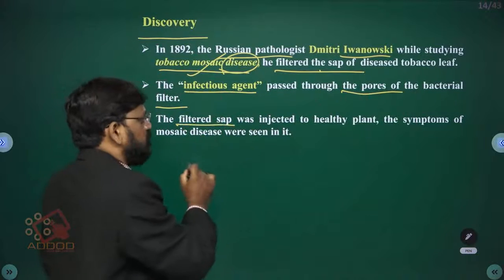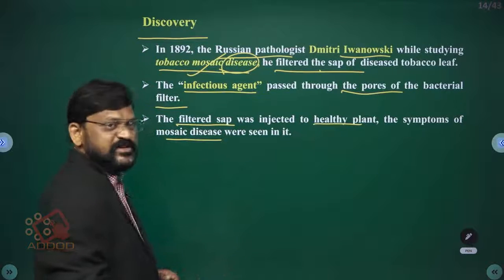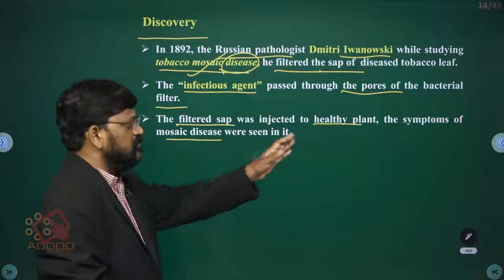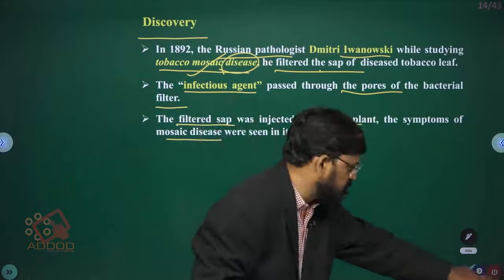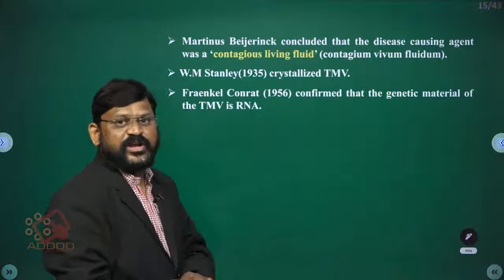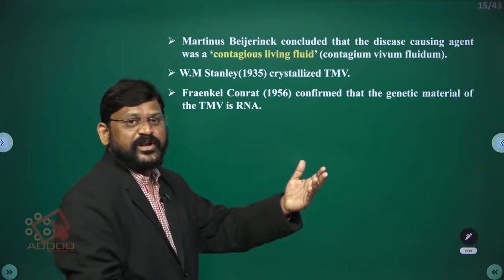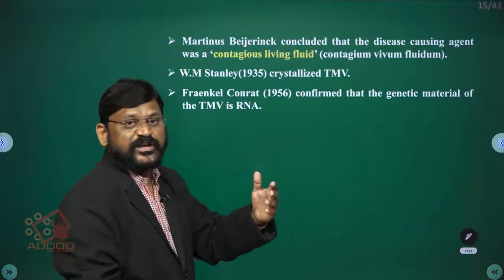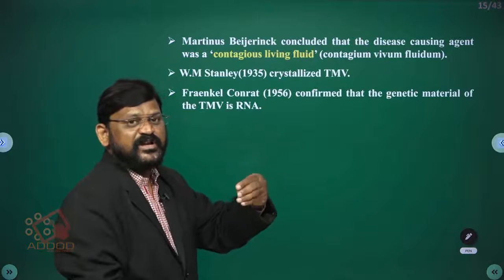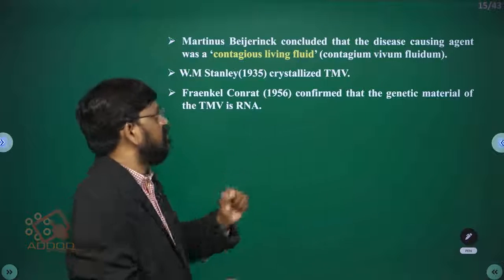The filtered sap was injected into a healthy plant. The same symptoms of mosaic disease were also seen in that healthy plant. This is because even when you filter the extract, it has passed through the filter. So it is filterable. You can even say it is smaller than the bacteria. So what is smaller than the bacteria? It means virus.